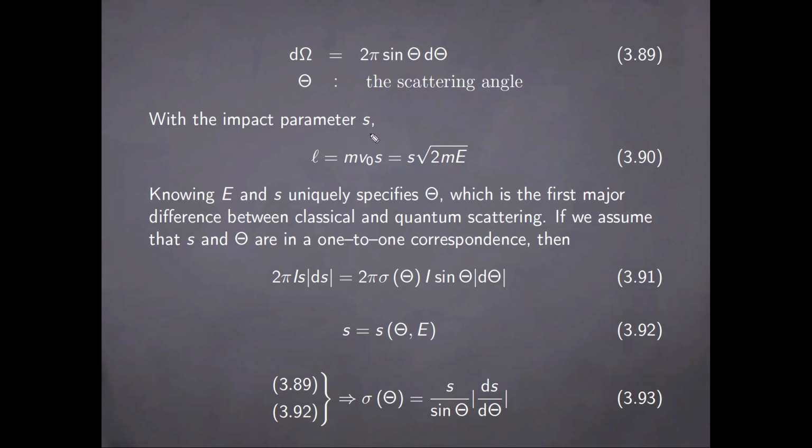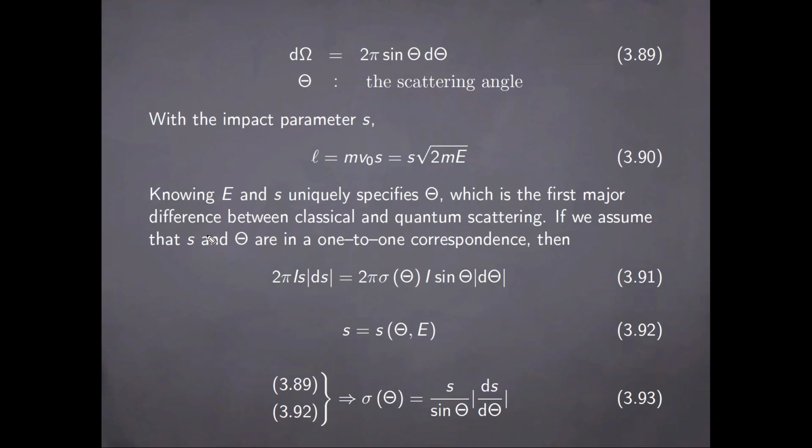The impact parameter S, which essentially measures the width of the beam relative to one of the incident particles, is by definition given by the expression here, either in terms of the magnitude of the orbital angular momentum or of the total energy. So knowing the energy and the impact parameter will uniquely specify the scattering angle, which is the first major difference between classical and quantum scattering.